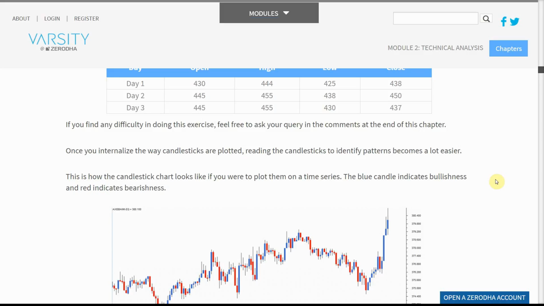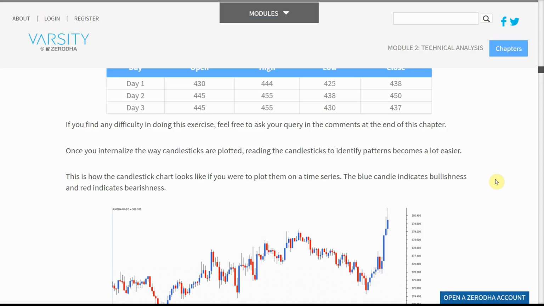Once you internalize the way candlesticks are plotted, reading the candlesticks to identify patterns becomes a lot easier. This is how the candlestick chart looks if you were to plot them on a time series. The blue candle indicates bullishness and red indicates bearishness.